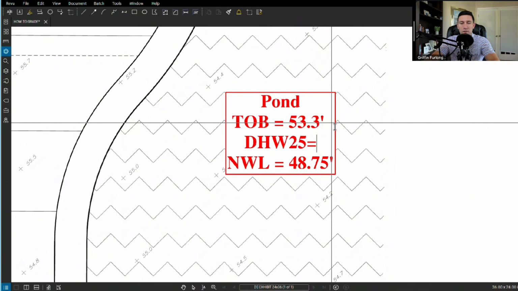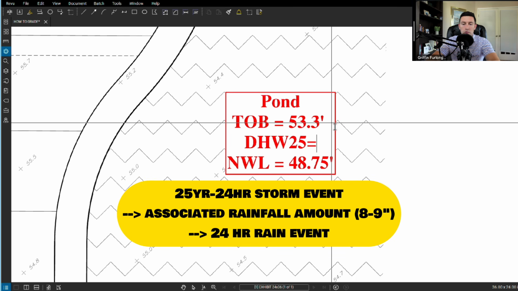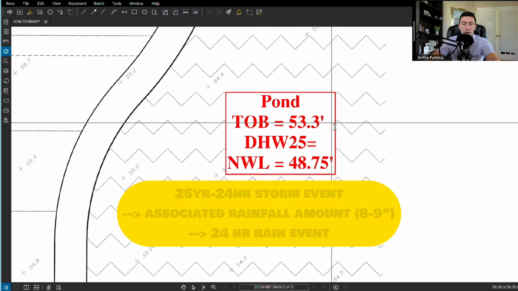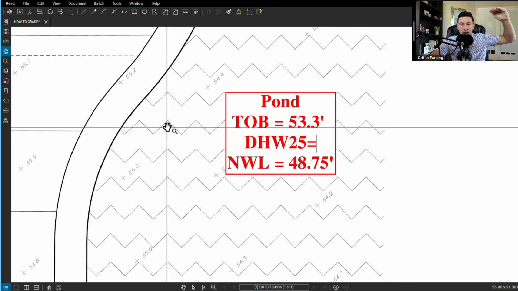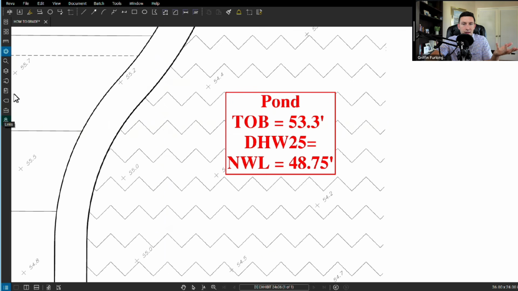And again, if you're not familiar with Design High 25, all it is is a storm event. So we are running model iterations of a 25-year, 24-hour storm event. This is associated to an amount of rainfall and a rainfall curve. So there's a distribution here in this pond, and this is what causes that pond to stage up. And that pond staging is directly connected to our inlets that we're going to propose. So we can't flood the roads.